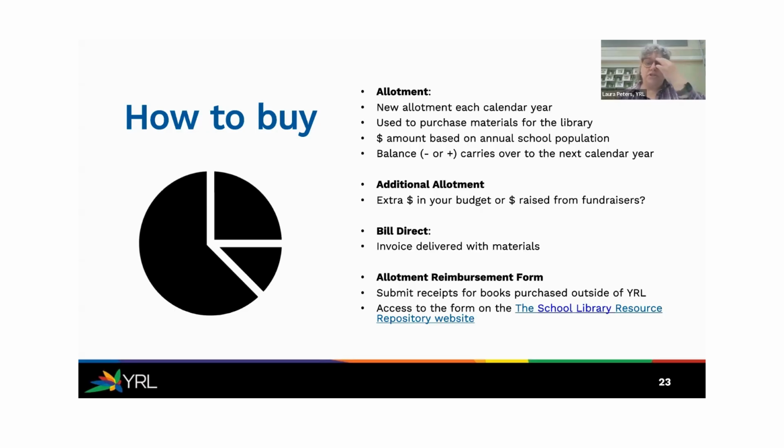It's a matter of going to, and we're going to look at this closer to the end of the presentation, a website that we created precisely for our school member libraries, called the School Library Resource Repository. There's a form there that you can download and fill out and submit to our accountant with the receipts for those items to get reimbursed. I'll show you where that is on the website when we get there.